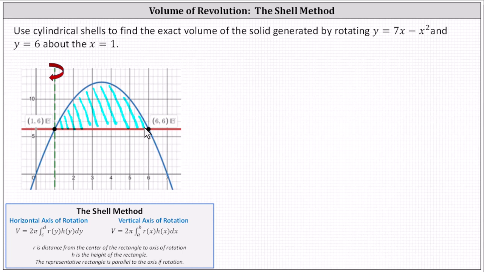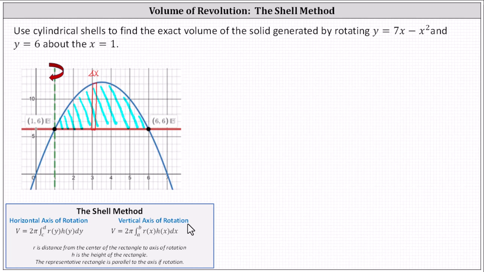Whenever we're using the shell method to determine a volume of revolution, we want to sketch a representative rectangle that is parallel to the axis of rotation. So because we're rotating about x equals 1, we will sketch a vertical rectangle. There will be one shell of the volume. It doesn't matter where this rectangle is, but it will help us set up the integral that will find the volume of revolution. Notice the thickness of the rectangle is a change of x or delta x, which indicates we will integrate with respect to x, and therefore we'll be using the volume formula shown here on the right for a vertical axis of rotation.